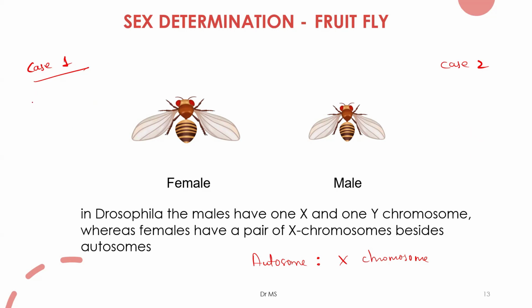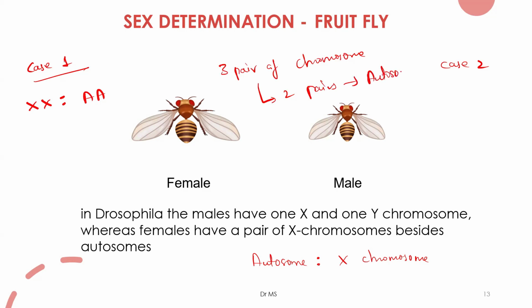Let's take the case 1 and case 2 ratios. In case 1, you take the ratio of XX to AA. Here XX means it's female, and both male and female contain AA as the autosomes. Drosophila actually contains three pairs of chromosomes. Of these, two pairs are autosomes. Guys, write this, it's not given in the NCERT and I'm not including it in my PPT. So two pairs are autosomes, and one pair is the sex chromosome.